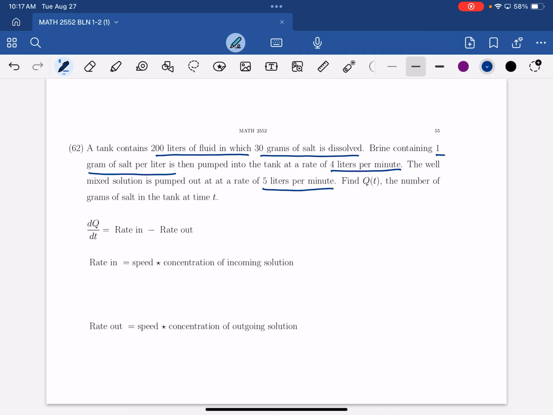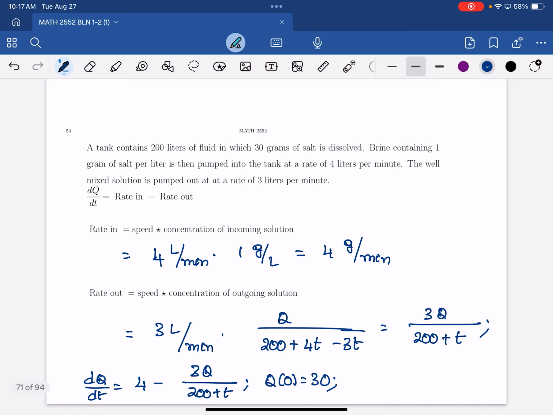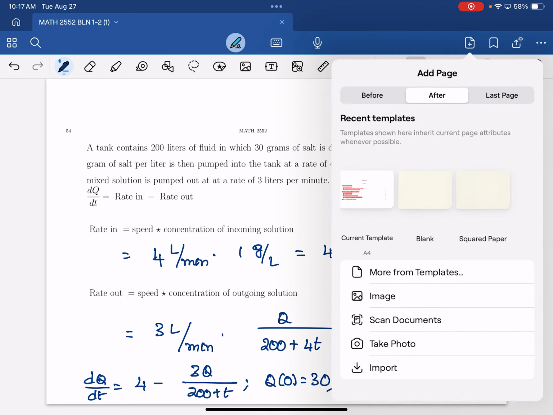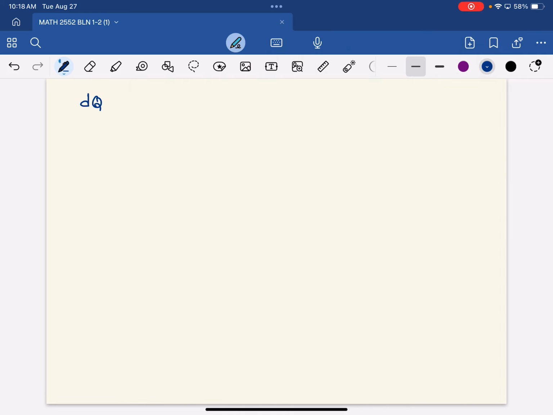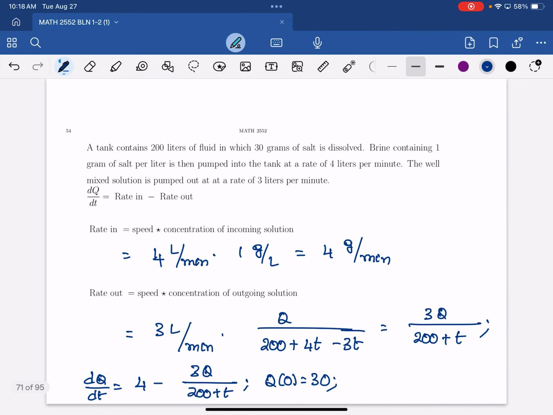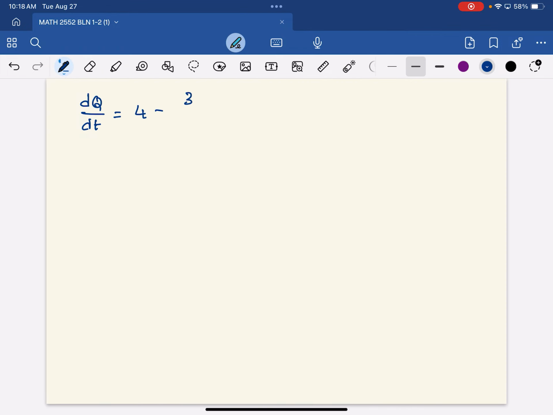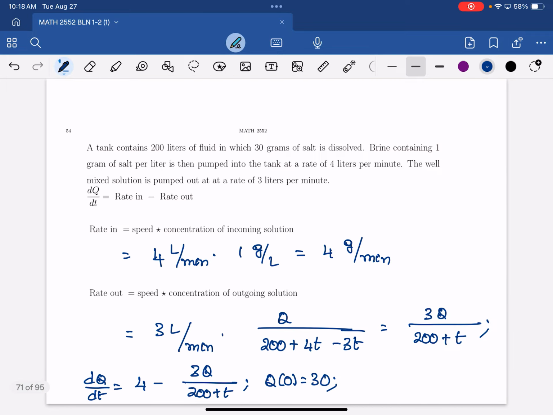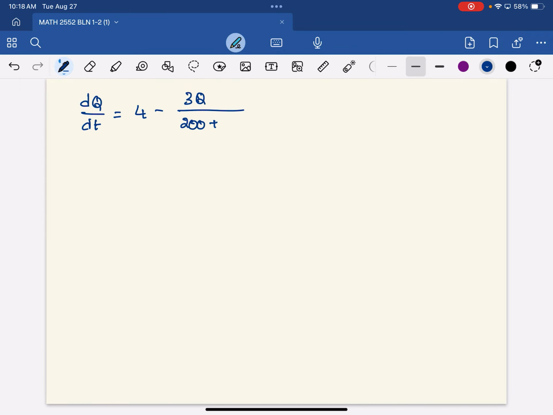Because it's not continuous anymore, how would you solve it? The previous problem, you mean? Okay, the previous problem is dQ/dt equals 4 minus 3Q divided by 200 plus t, where my initial value Q(0) is 30, right? Do you agree with me? You can use either variable separable or the method of integrating factor. I will demonstrate how, and then I'll set it up but not really solve it.